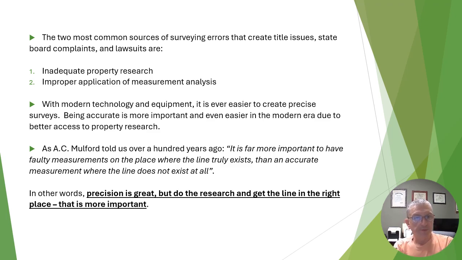There's a book that we'll get into more later by a gentleman named A.C. Mulford. It was published in 1912, and surprisingly, large amounts of that book are still shockingly accurate as it pertains to land surveying now. And he said it is far more important to have faulty measurements on the place where the line truly exists than to have accurate measurement where the line does not exist at all. So in other words, precision is great, but do the research and get the line in the right place. That is more important. That is underlined and in bold. Please remember that. You may see it again.